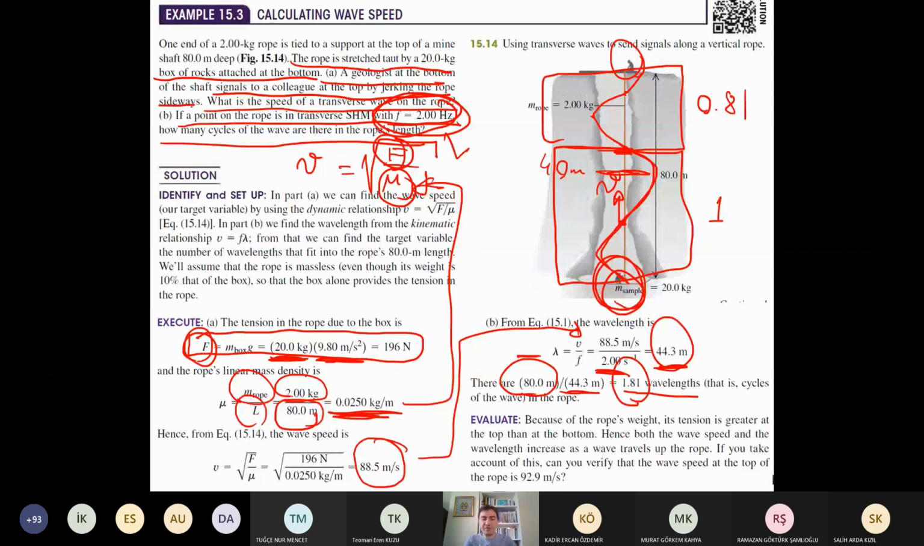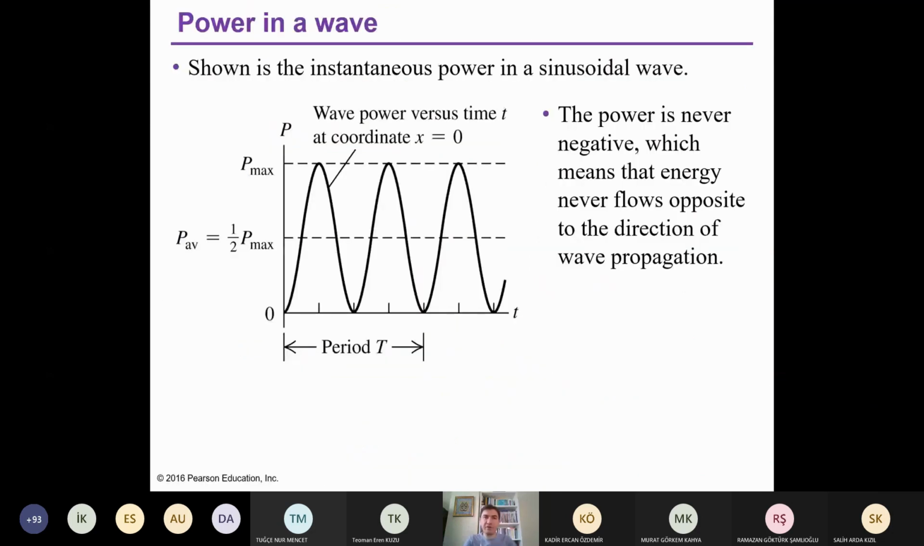With this one, I finish my lecture. Next lecture, we will continue with energy and power in a wave, and we will also discuss the standing waves, and we will discuss the importance of standing waves in many applications. We will also discuss the importance of the standing waves for the musical instruments.